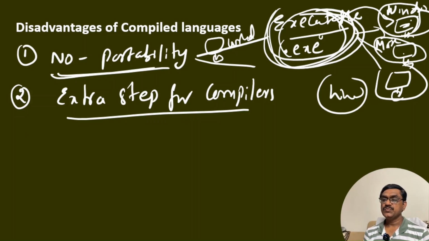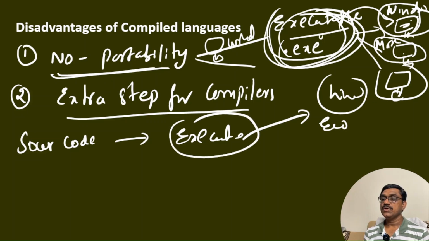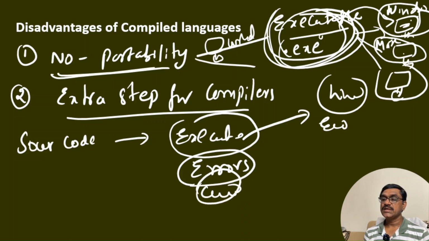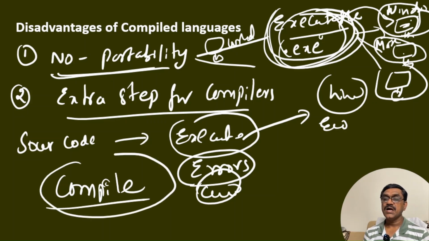Now, the second disadvantage is the extra step for compilation. What does it mean? Assume that we are converting the source code into executable code, and finally this executable code can be executed at runtime. But after creating the executable code, if there are any errors, you can correct the errors. After correcting the error, again you have to compile. Means for every error or mistake, we need an extra step for compilation. Every time there is an error, we have to compile it and then provide the executable code. This is the drawback when you use the concept of compiler.